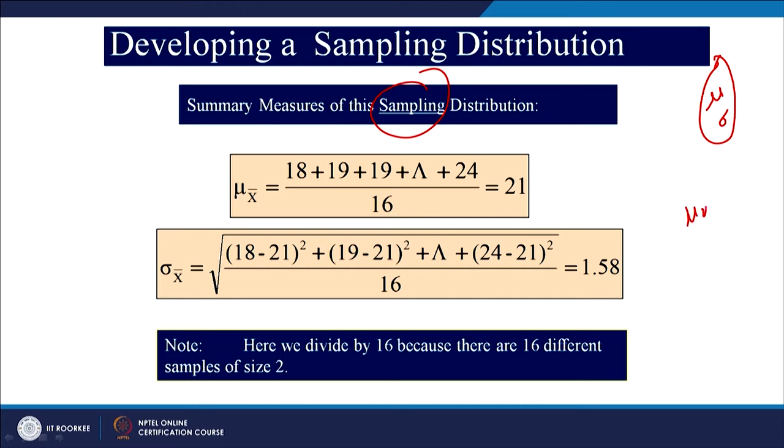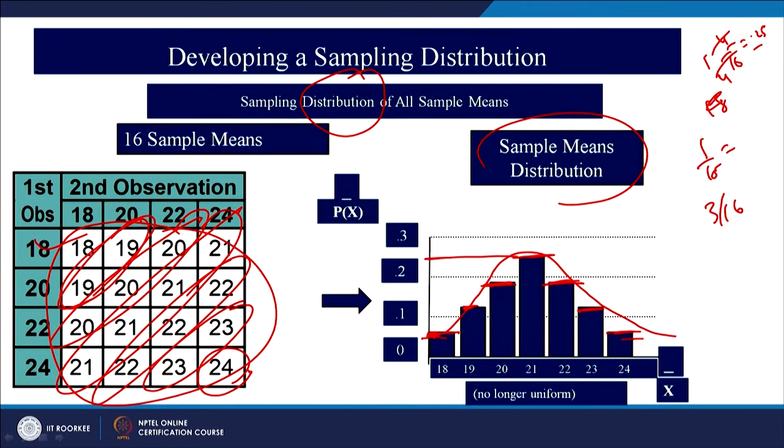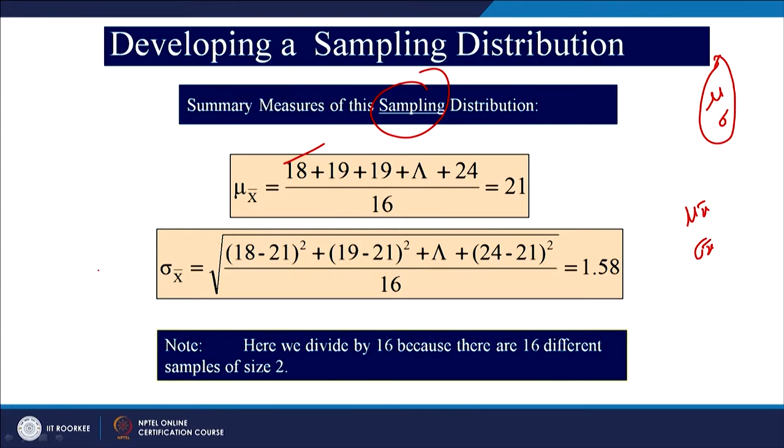Here it is mu x bar and sigma x bar. So you just take the average of all these numbers, 18 plus 19 plus 19 plus 20, 20, 20 and so on, all these 16 values divided by 16. So you will get the mean of the sampling distribution, which is 21. And if you note carefully, this is the same value as mu. So the mean of the population distribution and the mean of the sampling distribution are one and the same thing.